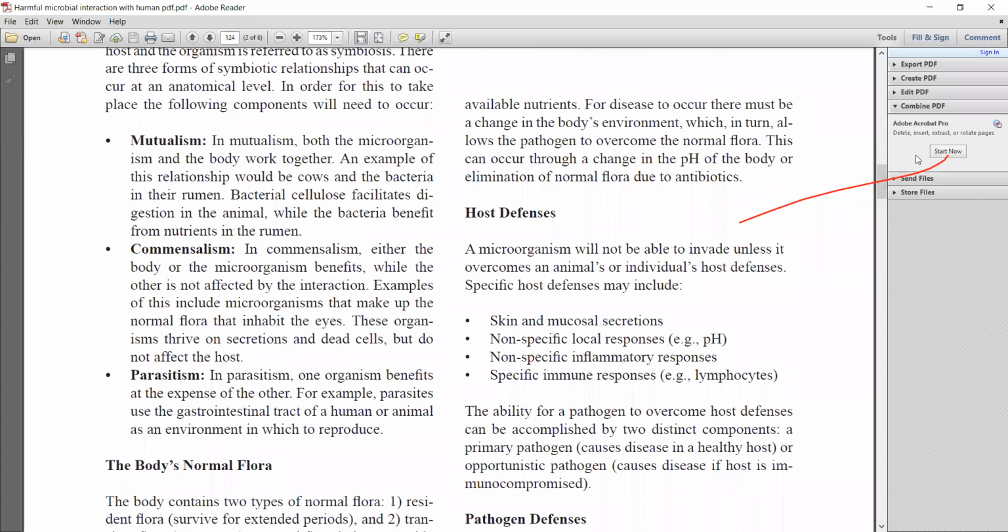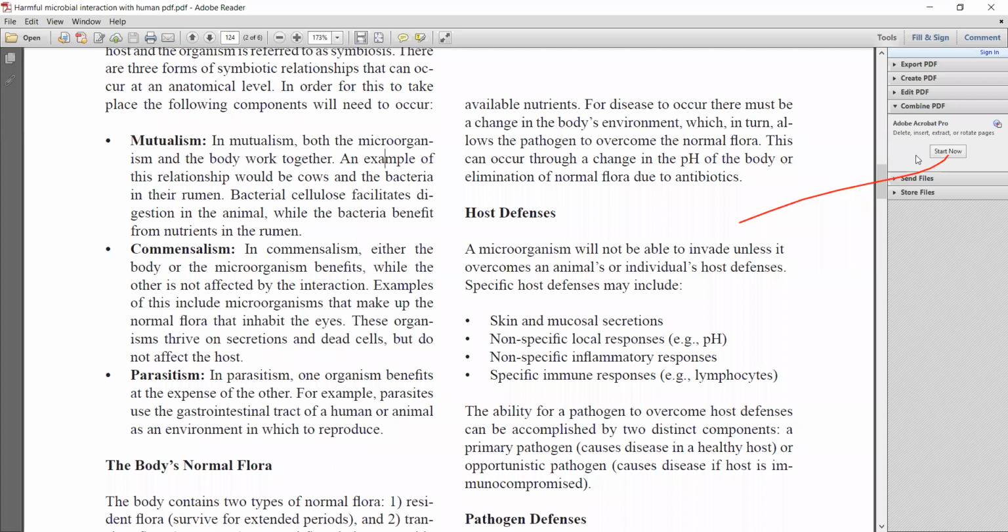For disease to occur, there must be a change in the body's environment, which in turn allows the pathogen to overcome the normal flora. This can occur through a change in the pH of the body or elimination of normal flora due to antibiotics. Our body is made in a way so that the normal flora can survive on it. The same temperature that we have, the same temperature is required for normal flora. The same pH that we have in our body, the same pH is required for normal flora, and so on.